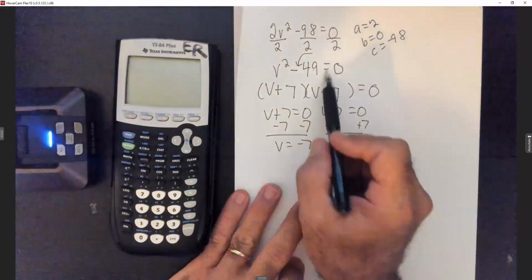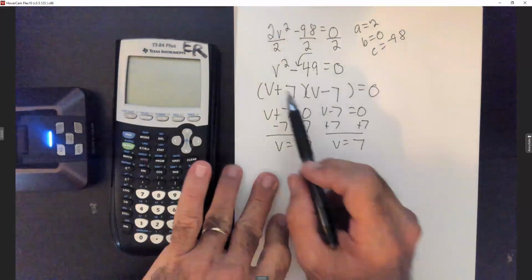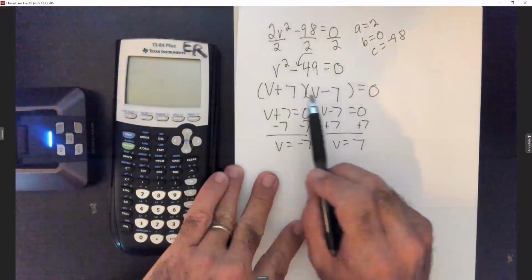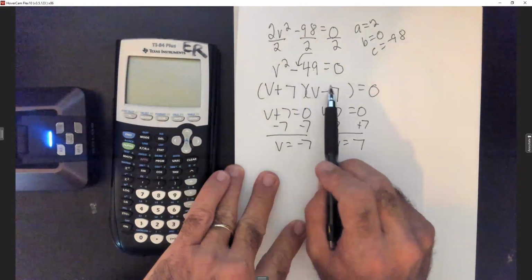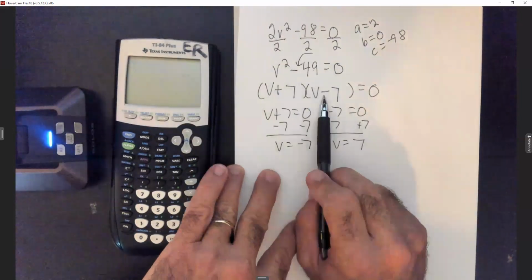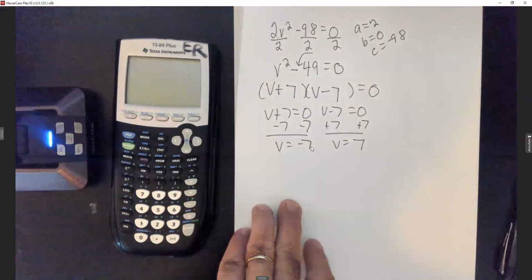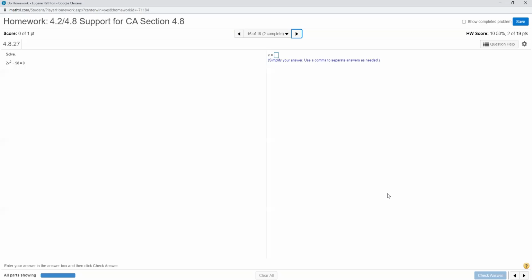Remember, these are perfect squares, and they always factor into what we called conjugate pairs. Conjugate pairs are factors that look the same other than the operation. One will be added and one will be subtracted, okay?